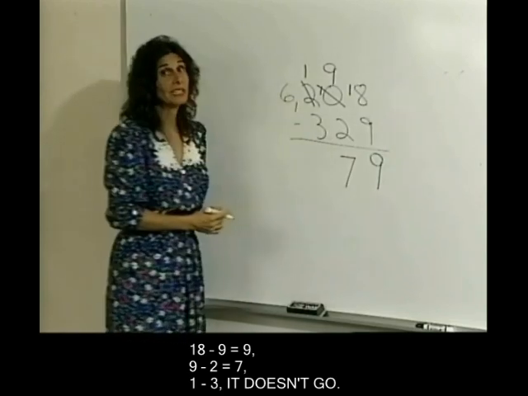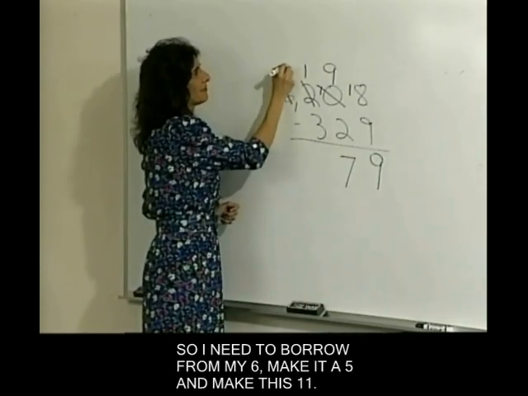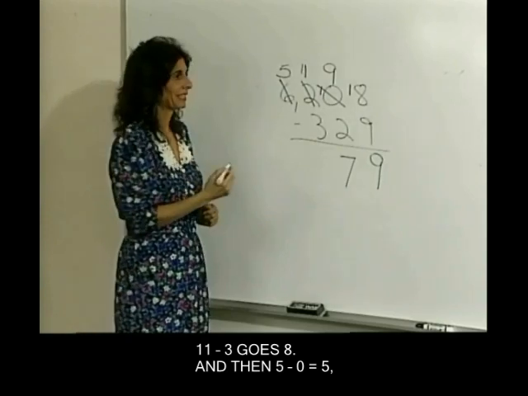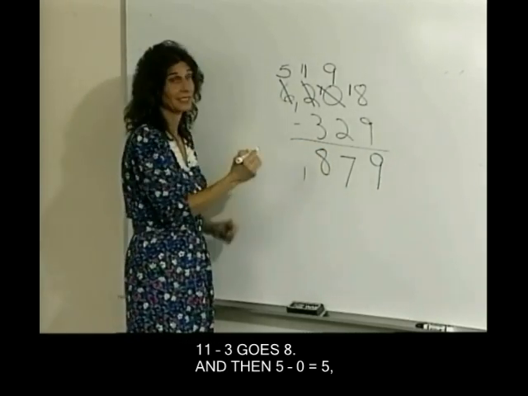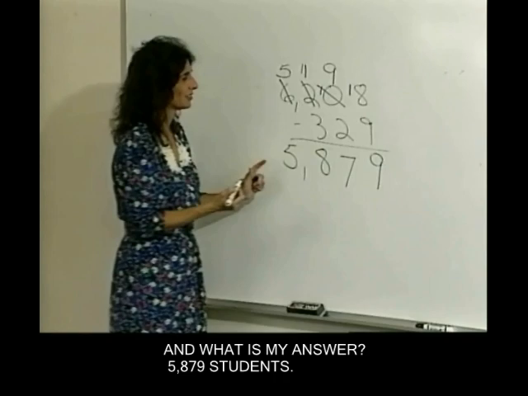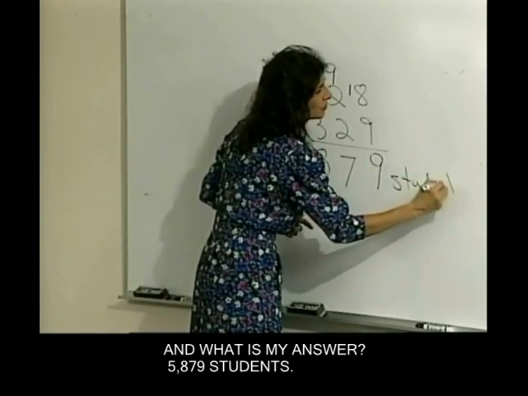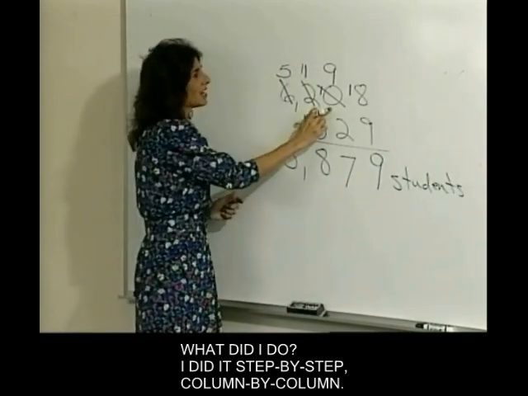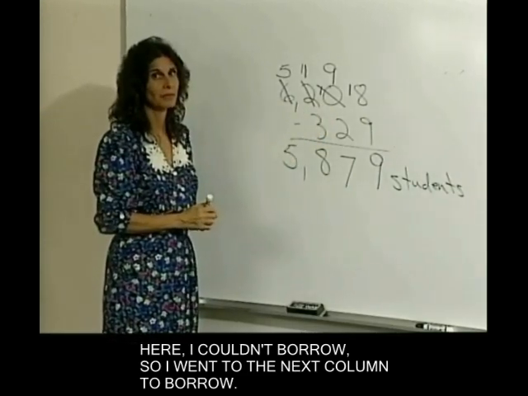1 minus 3, it doesn't go. So I need to borrow from my 6, make it a 5, and make this 11. 11 minus 3 goes 8. And then 5 minus 0 is 5. And what is my answer? 5,879 students. What did I do? I did it step by step, column by column. Here I couldn't borrow, so I went to the next column to borrow.